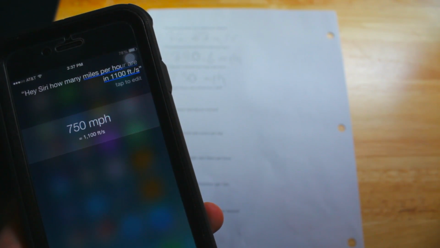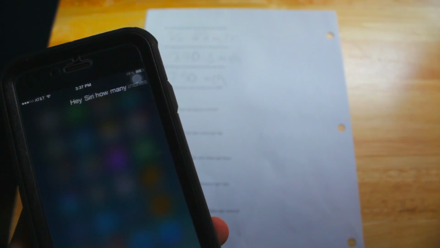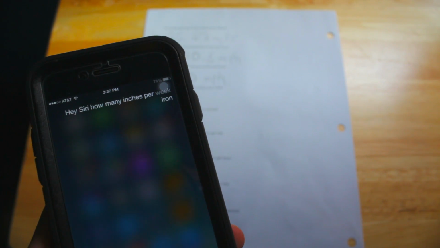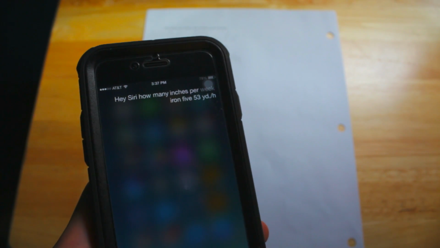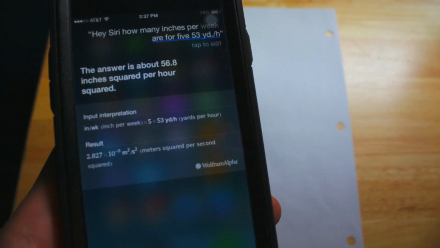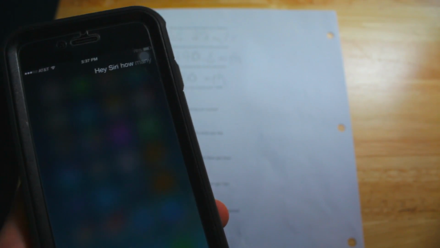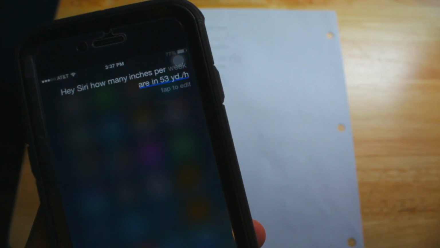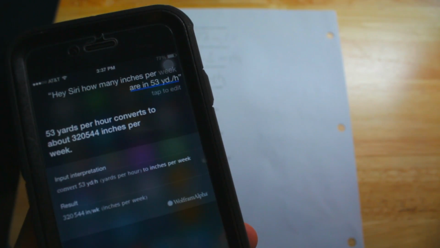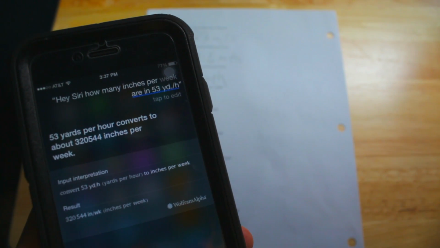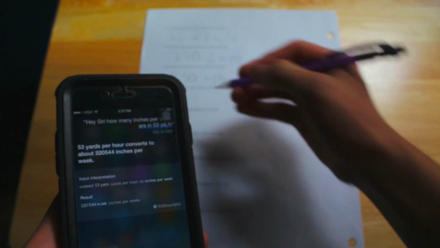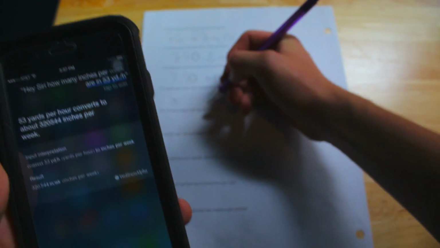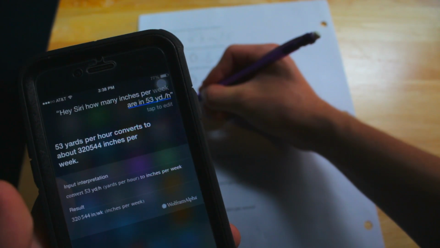Hey Siri, how many inches per week are in 53 yards per hour? Let me check that. The answer is about 56.8 inches squared per hour. Hey Siri, how many inches per week are in 53 yards per hour? That was a weird question. Let me think. 53 yards per hour converts to about 320,544 inches per week.